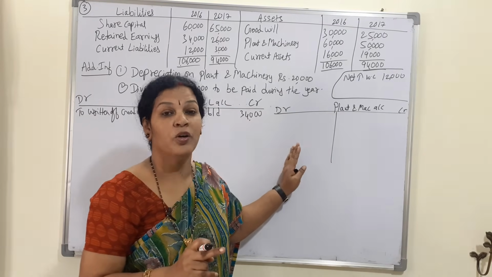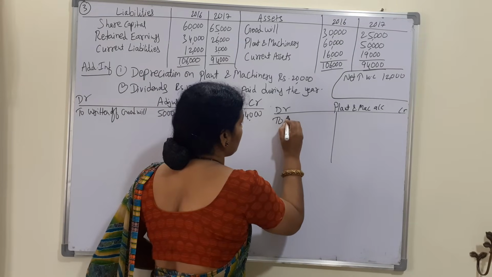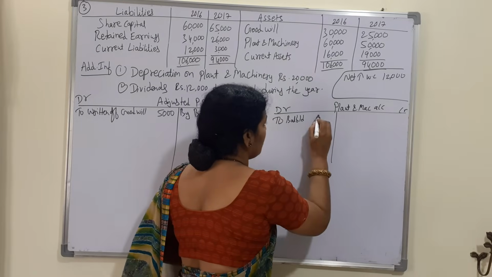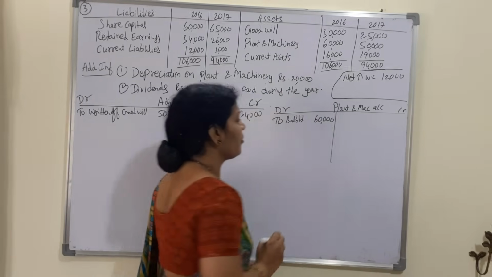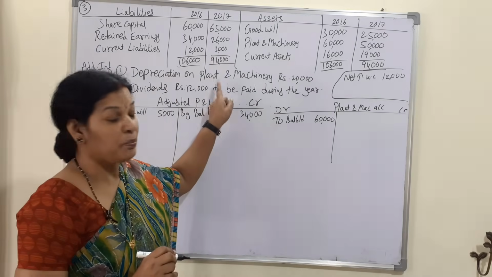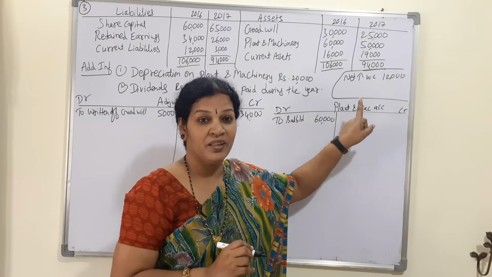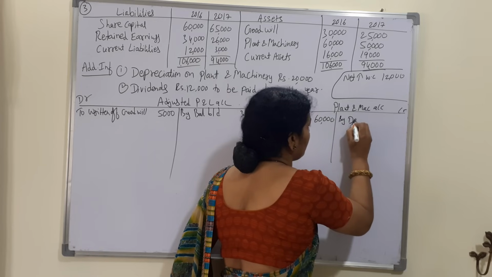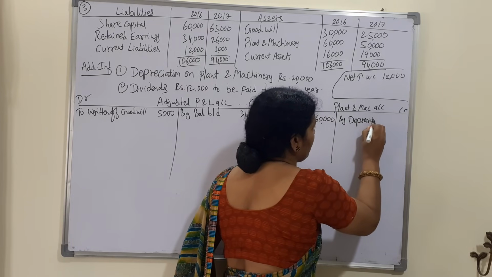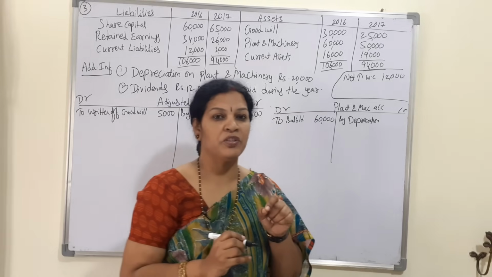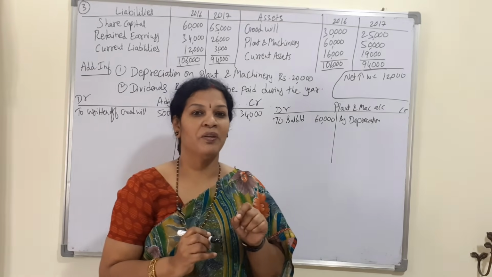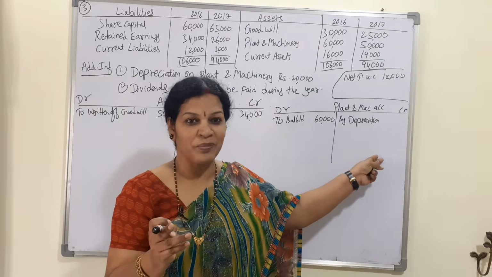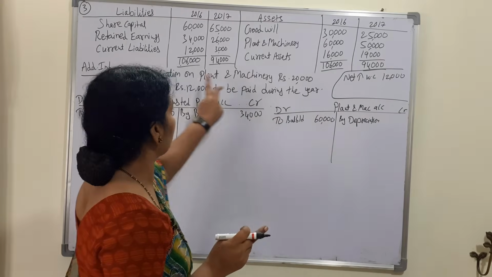This is now an asset account. The opening balance we write on the debit side, to balance brought down. The plant and machinery opening balance is 60,000, so 60,000 is written. Then there is the depreciation on plant and machinery. Depreciation always comes on the credit side of the plant and machinery account, by depreciation. We have learned this even in the depreciation chapter: whenever there is depreciation, we pass a journal entry, depreciation account debited and asset account credited. If you post it, it comes on the credit side only, right? So how much is the depreciation? 20,000.